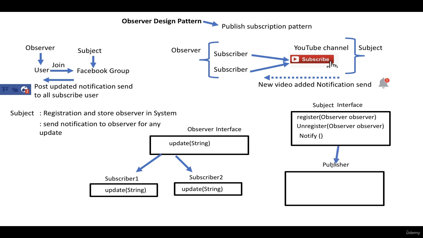And then we have the publisher here. So basically this publisher will implement the subject interface, and it will implement all these methods, that is register, unregister and notify here. And then we have the array list of observers. So we have different observers which register into our system. So to store the details of all the observers, we create an array list of observers here.